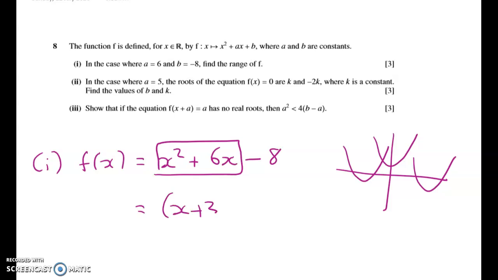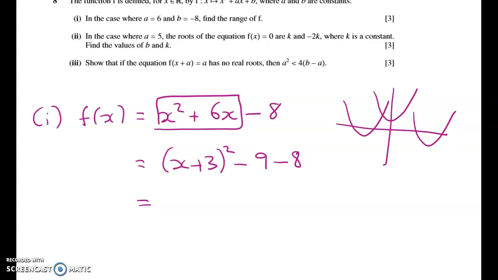Well, we get x plus 3 squared. We've added a 9, so we take out the 9, minus 8. Now, if you're not familiar with my way of doing that, go find my level 2 algebra video on completing the square. And you may well have your own way of completing the square, but I like this one.